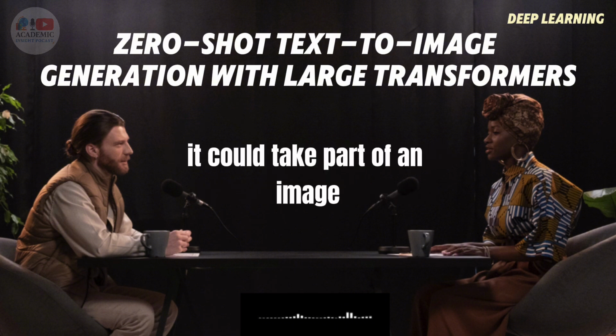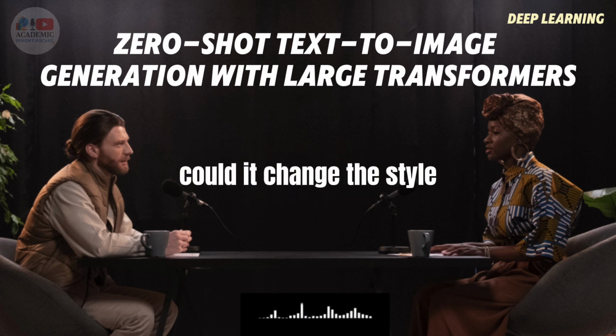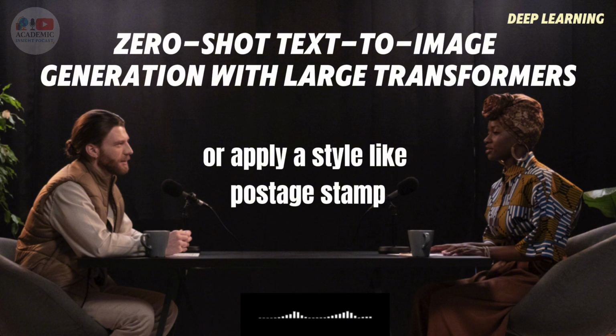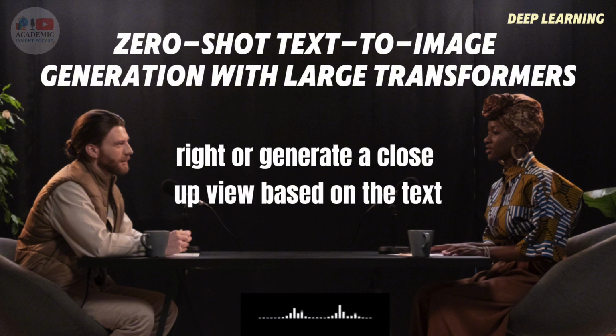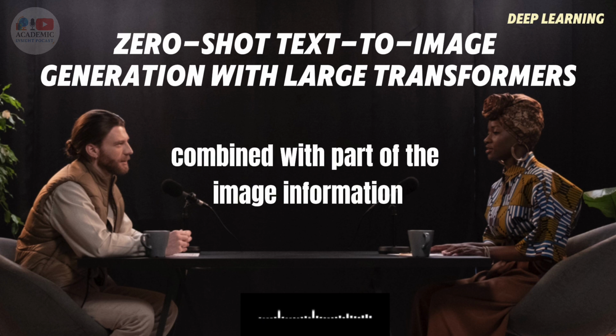Whoa. So it could take part of an image and transform the rest based on text? Could it change the style, change the color, like same cat colored red? Precisely. Or apply a style like postage stamp. Right. Or generate a close-up view based on the text, all just from a text instruction combined with part of the image information fed in as tokens.